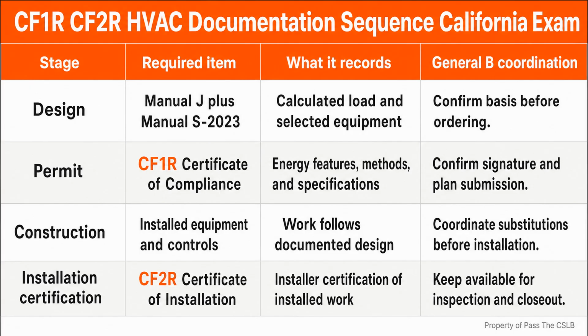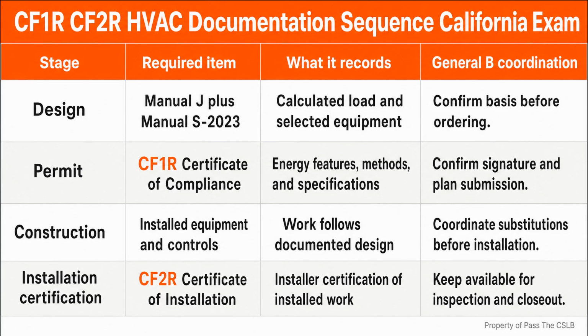This is where many schedule problems begin. Equipment is ordered before the final selection is documented. A model changes because of availability. The substitution is installed. Then the paperwork is treated as a clerical cleanup task. That reverses the process. The documents should control and record the decision, not be rewritten after the fact to excuse an undocumented substitution.